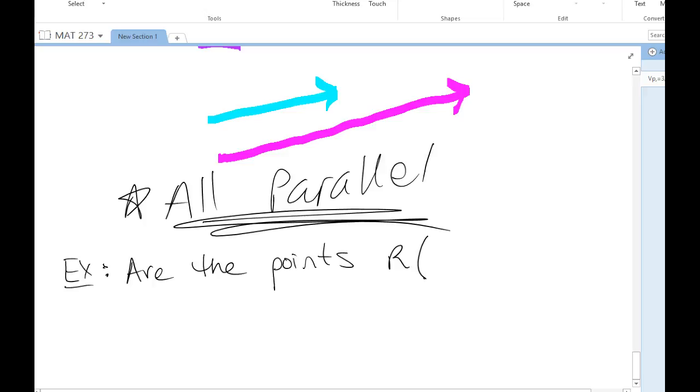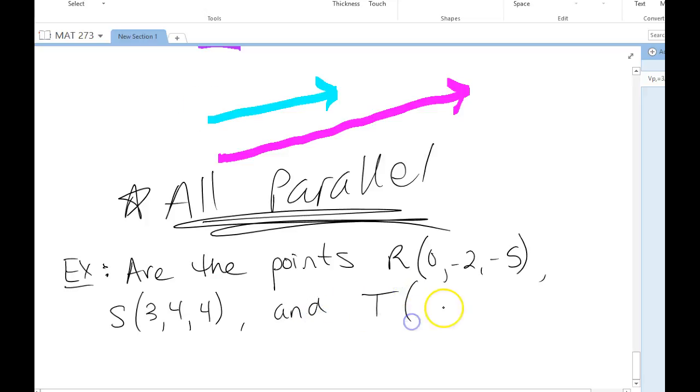All right, are the points R, which is (0, -2, -5), S, which is (3, 4, 4), and T, which is (2, 2, 1), collinear? We want to know if those are collinear.